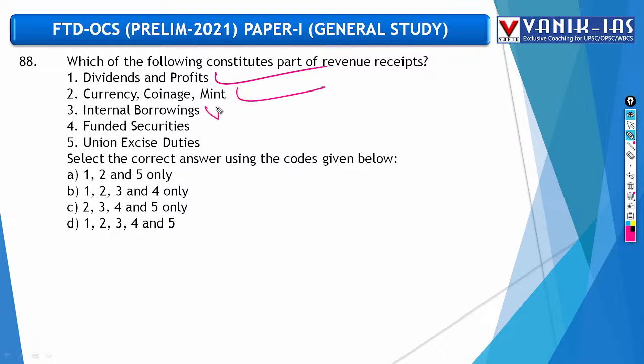Borrowing is a capital receipt. This is wrong. Securities are capital receipt. Union excise duty. These are revenue receipts. So 1 to 4 is the answer. Revenue receipts and capital receipts. Securities and loans are capital receipts.